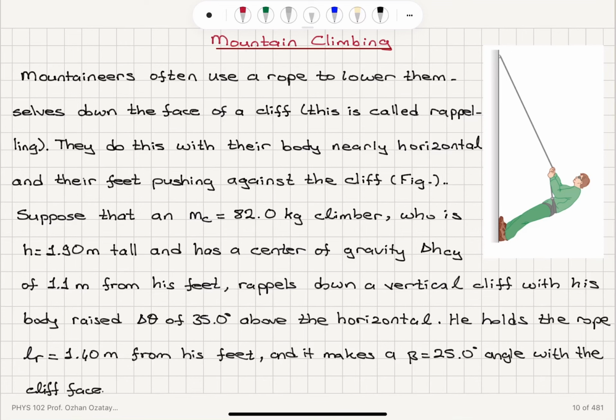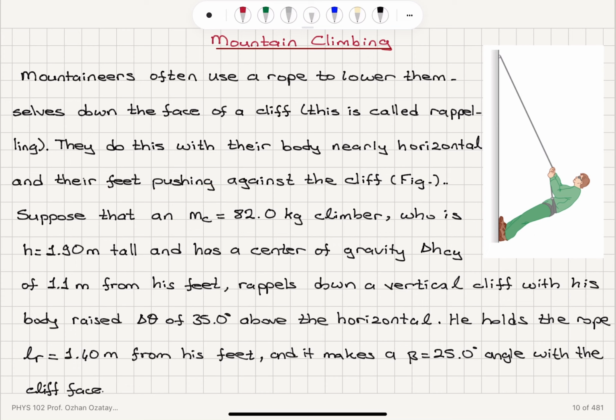Mountain climbing. Mountaineers often use a rope to lower themselves down the face of a cliff. This is called rappelling. They do this with their body nearly horizontal and their feet pushing against the cliff. So the body is nearly horizontal, making a small angle with the horizontal.